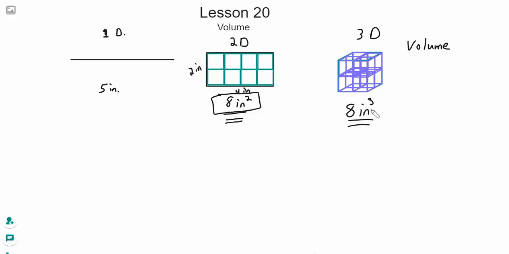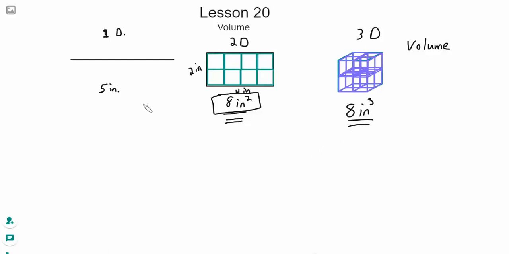So 8 inches to the third, we would read that as 8 inches cubed. That's how many cubes we could fit into this larger box. Again, this one was squares because we were fitting squares in. They're not cubes, so this is 8 inches squared. This one is 8 inches cubed. All right, so hopefully you see the difference there, because that's very important in your homework.